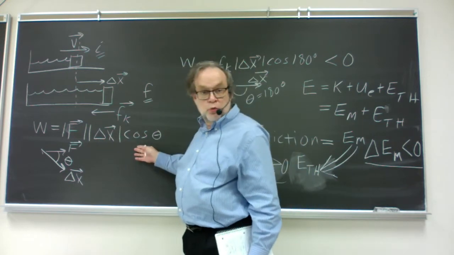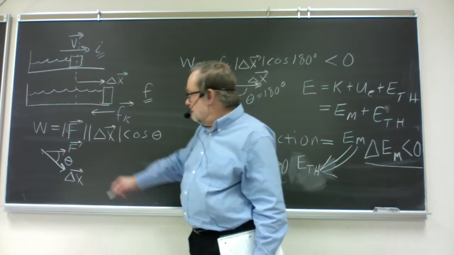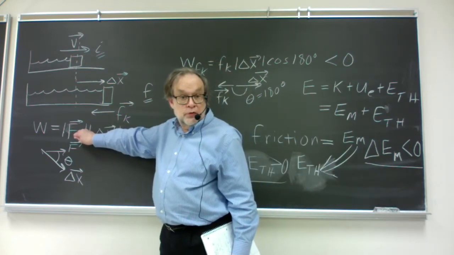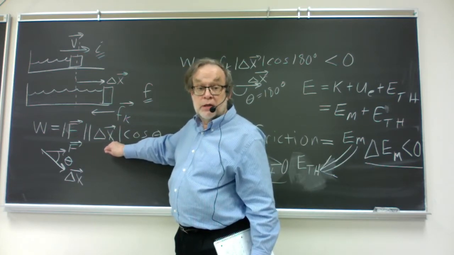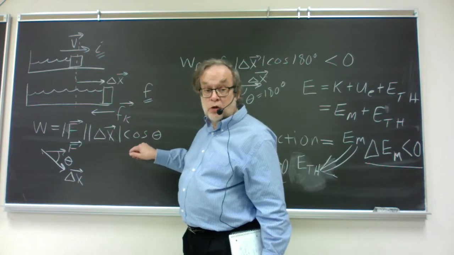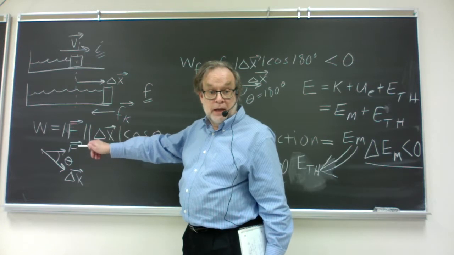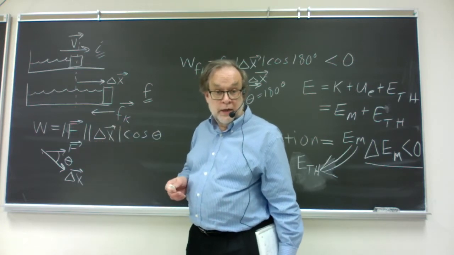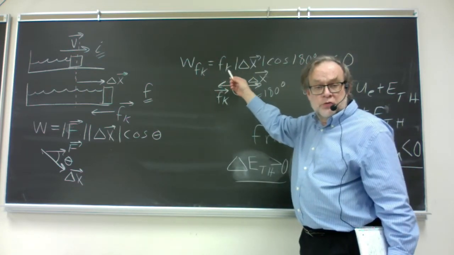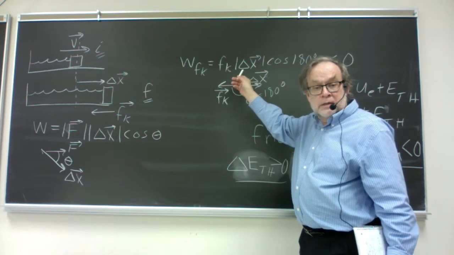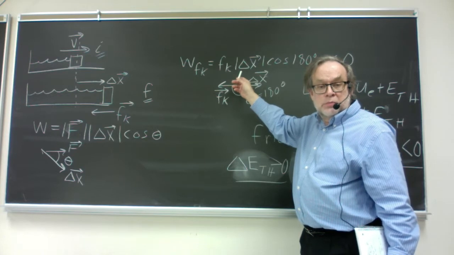So here's our general rule from last semester for the value of work. The magnitude of the force that's doing the work times the magnitude of the displacement times cosine of an angle, that angle being the angle between the displacement direction and the force direction. So what have we got in this particular case? Well, the work done by friction is just the magnitude of the friction force times the magnitude of the displacement times cosine of the angle between displacement and friction.